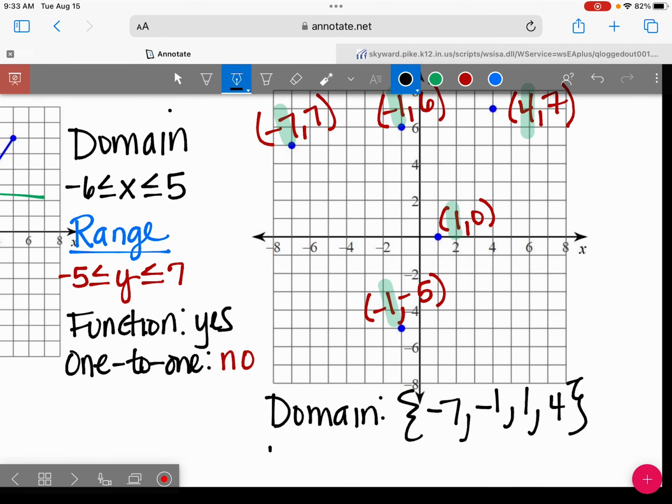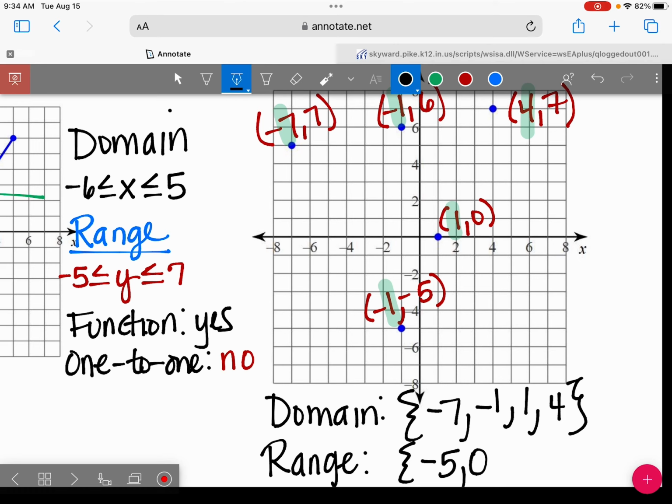And then for your range, starting with your lowest y value, so my lowest y value would be this point here, and that's -5. What would be the next y value? Zero. And then after 0, 6.